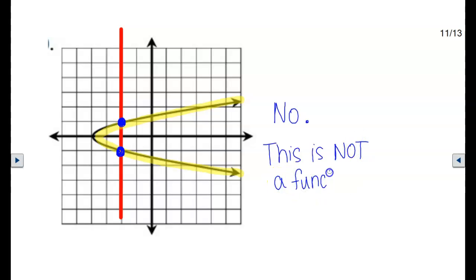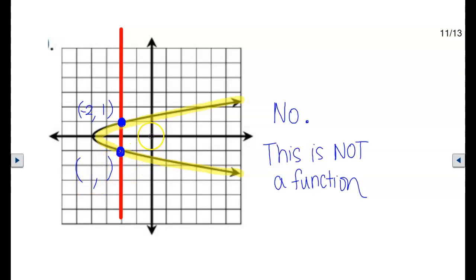You want each vertical line to only come in contact with the graph one time. Now let me show you why this would not be a function. If we were to do the ordered pair for this point, starting from the origin on the x-axis, we're going in the negative direction 2 spaces, so -2, and then we're going in the positive direction 1 space.